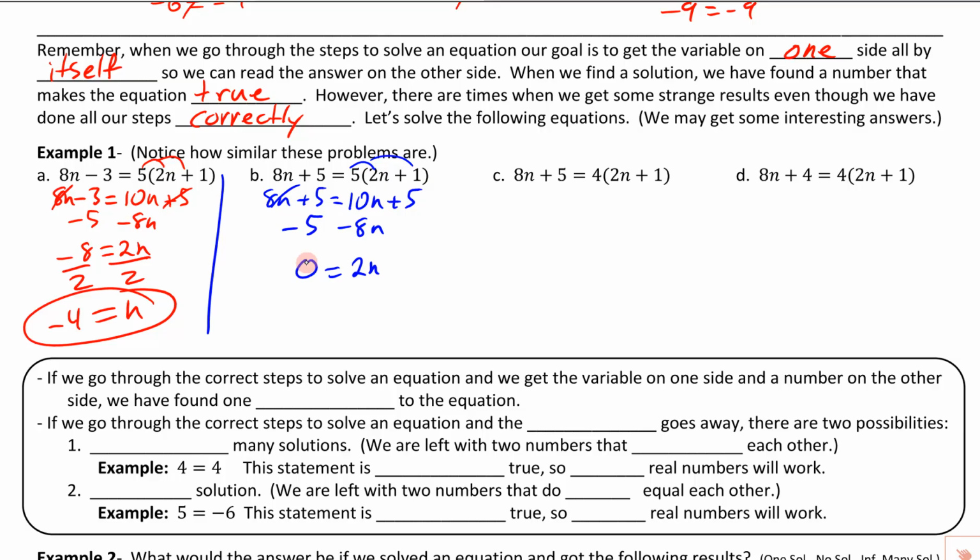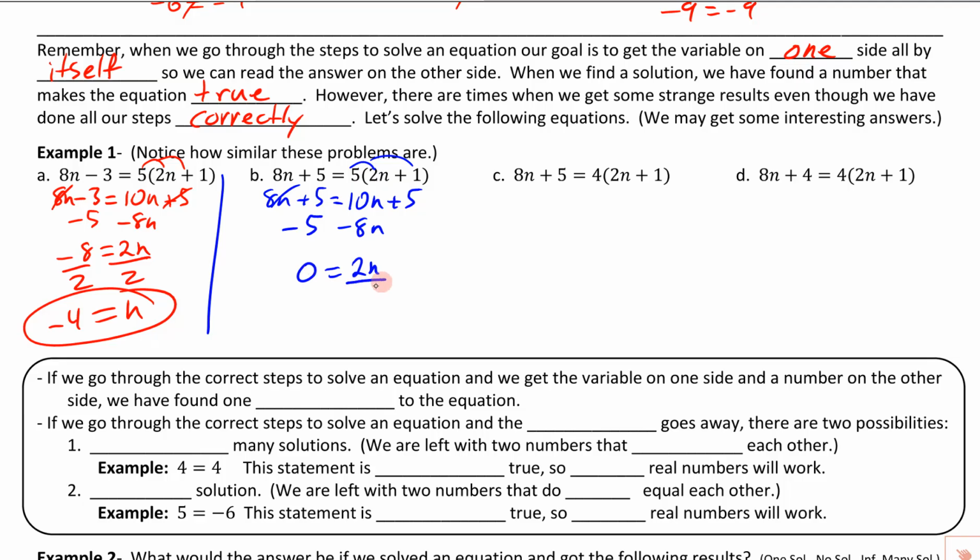Now, some people panic at this point and they think, oh, wait a minute, I must have done something wrong. There's nothing left over here. Or some people don't even realize there's a number. They say, well, there's nothing there. 5 minus 5 is 0. 0 is just as good as any other number. We'd have to be careful in a couple of situations, but 0 is perfectly fine on this side.